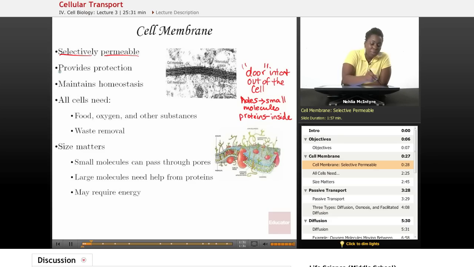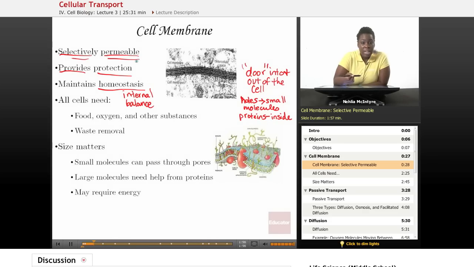Now, the cell membrane provides protection for the cell. It also helps the cell to maintain homeostasis, and that just means that it has an internal balance of whatever chemicals are necessary for that cell to survive. It's able to maintain a specific internal balance because the cell membrane is selectively permeable.